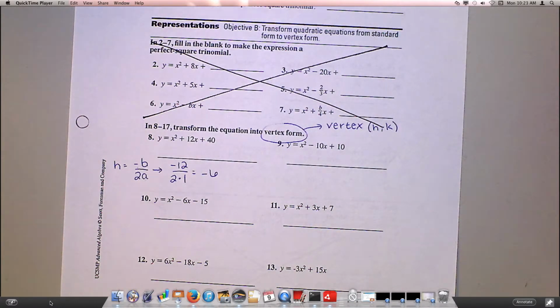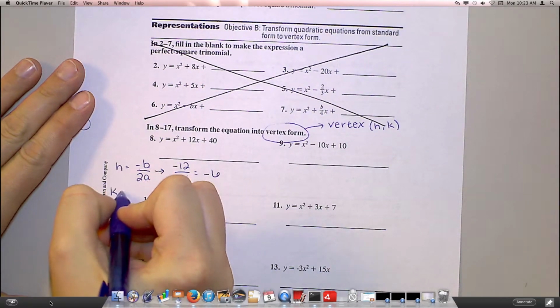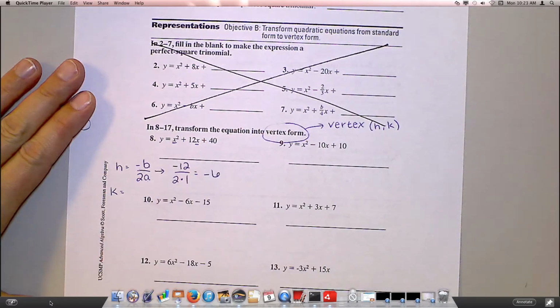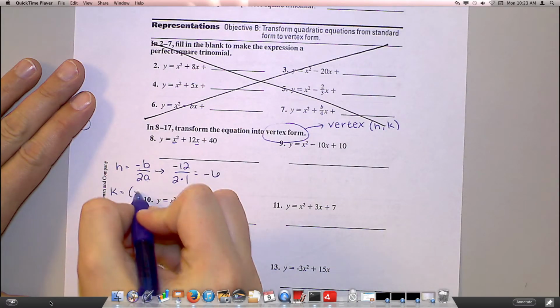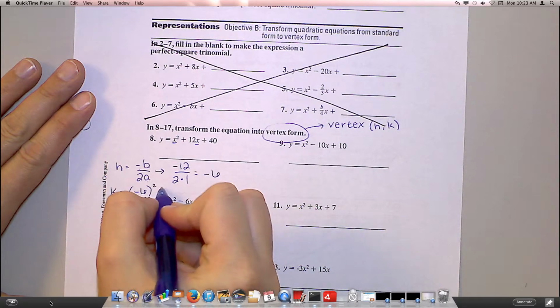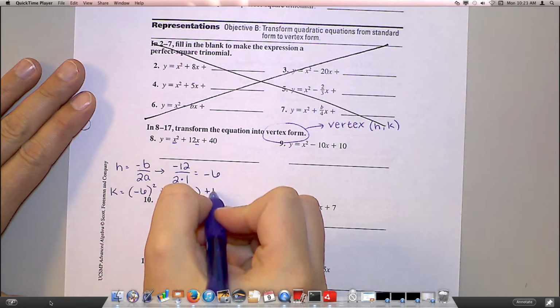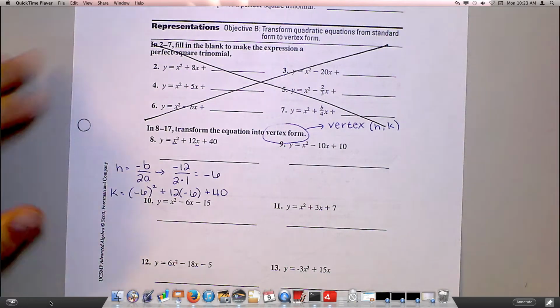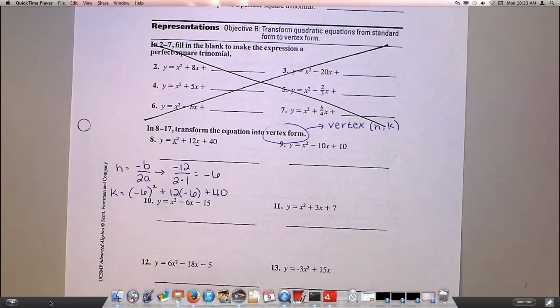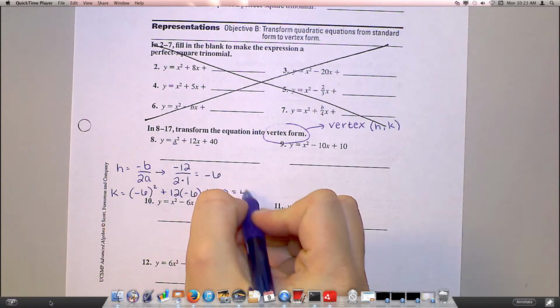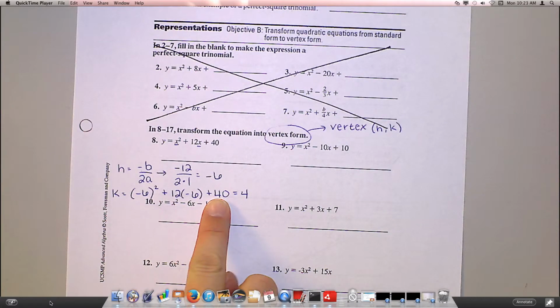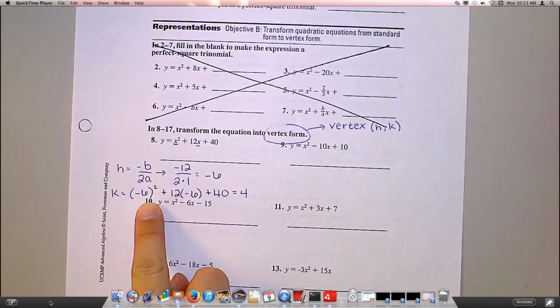Now how do I find K? Plug it into what? In the original equation, right? So I'm going to take that negative 6 and I'm going to put it here and here in place of the x's. So I'm going to do negative 6 squared, and of course I'm going to remember to put that negative 6 in parentheses. Anytime you're squaring or raising to a power a negative number, you have to remember to put it in parentheses. Okay? Let's see, and I believe that's going to come out to be 4, positive 4. Okay? But this you could just type into your calculator all in one shot, of course, as long as you remember that that negative 6 needs to be in parentheses.